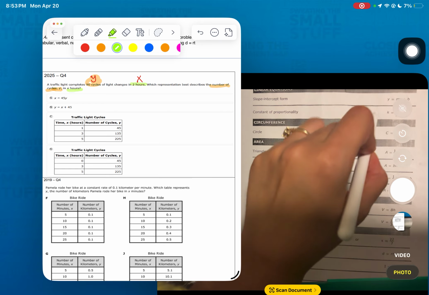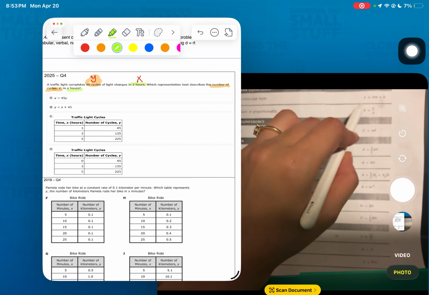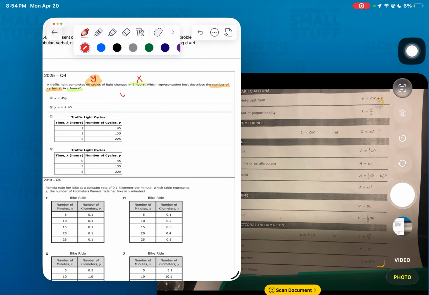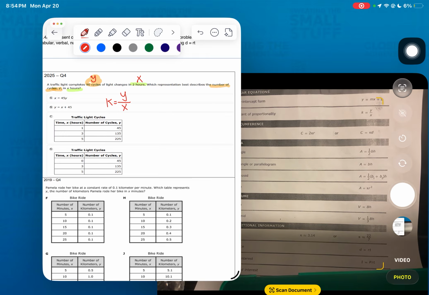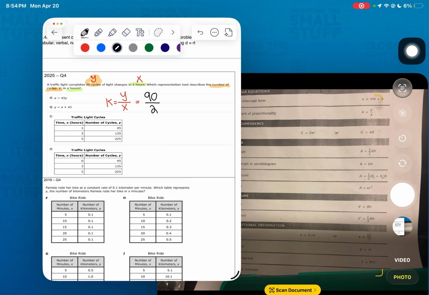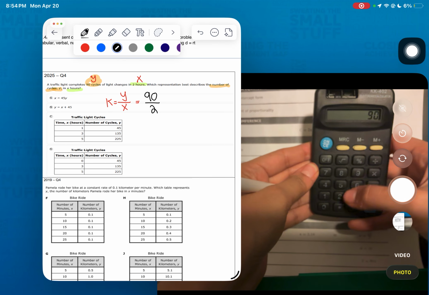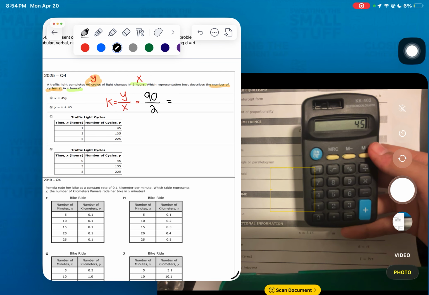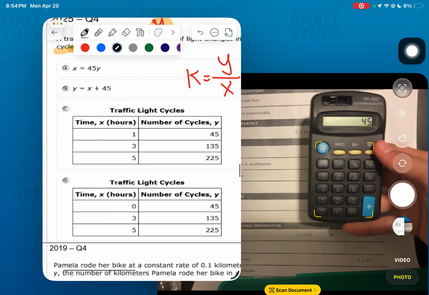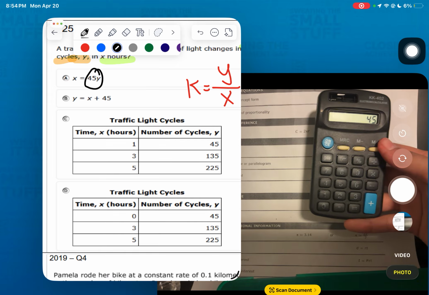What is this formula telling me? I have to divide y over x. So let's do that. K equals y over x. And we said that y is 90 cycles over 2. So calculator, 90 divided by 2, 45. Great. So that's the lucky number. And if you notice your answer choices, they have that number. That's where it comes from. All of them have the 45.